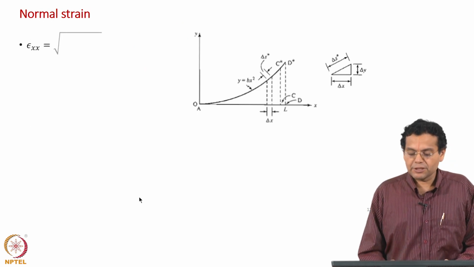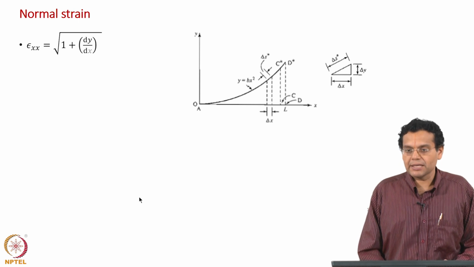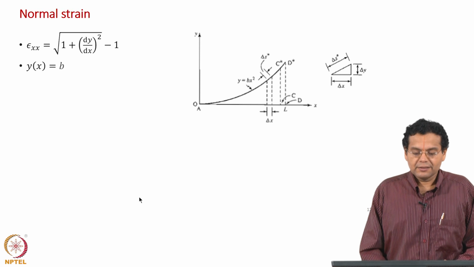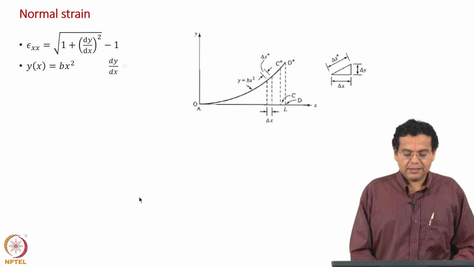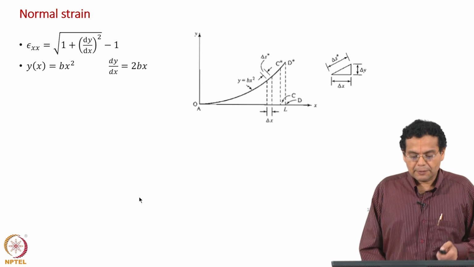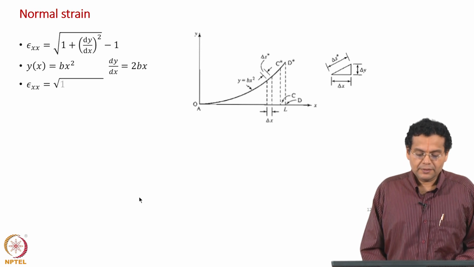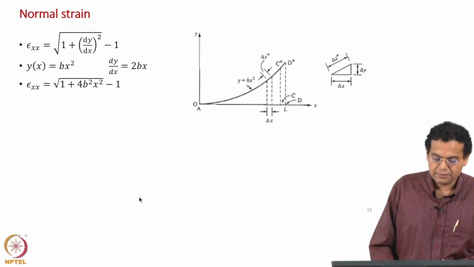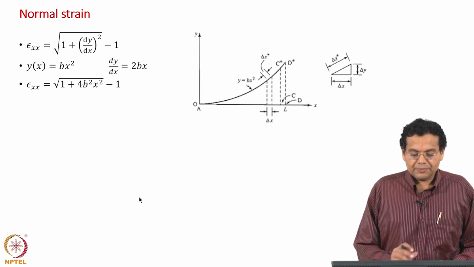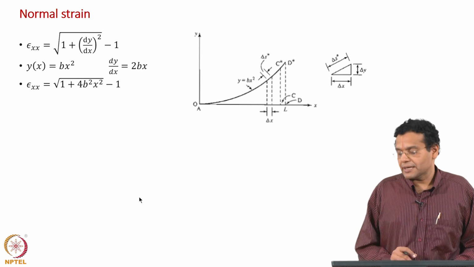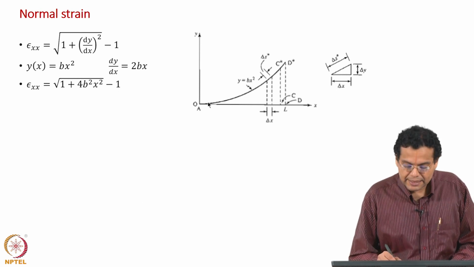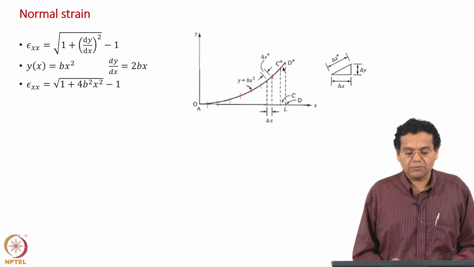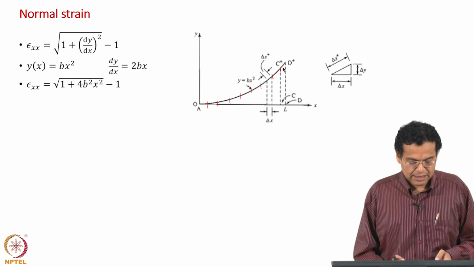We are given the expression for y, which is y equal to bx squared. We will have to just differentiate that to get dy by dx, substitute in the expression, root of 1 plus 4 b squared x squared minus 1, and this expression gives you the local strain, that gives you the strain at every point along the wire. That is the difference between what you already learned and extra information from this. Okay.